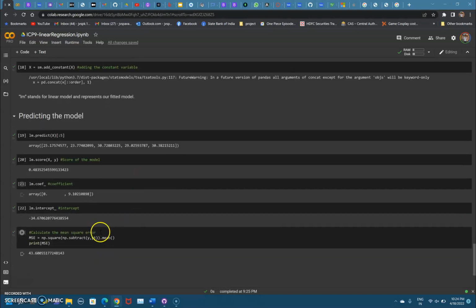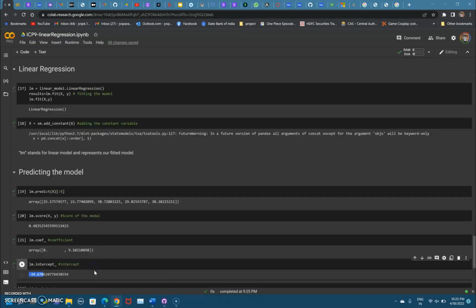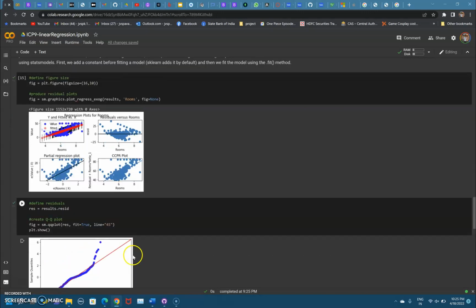So to find our prediction of the values, we have used 0.48, which is the r squared value, and our y-intercept as minus 34.67, and they have also asked to find the MSE, which is mean square error, which is 43.60. So these are the findings, and the residuals are normally distributed, as you can see here.